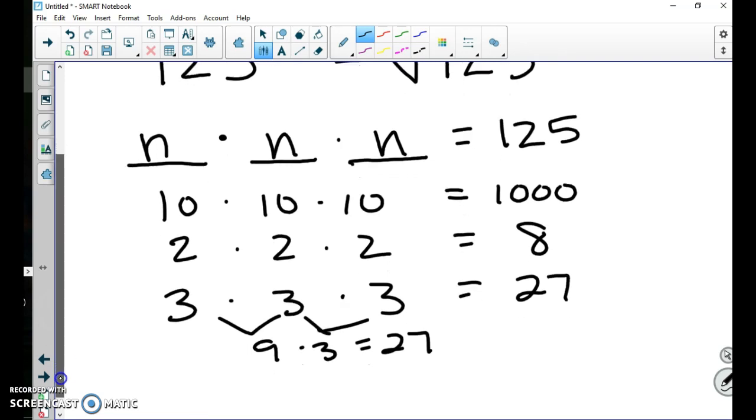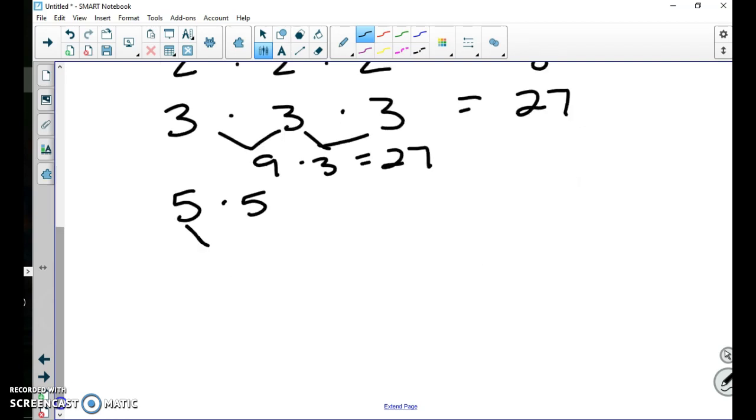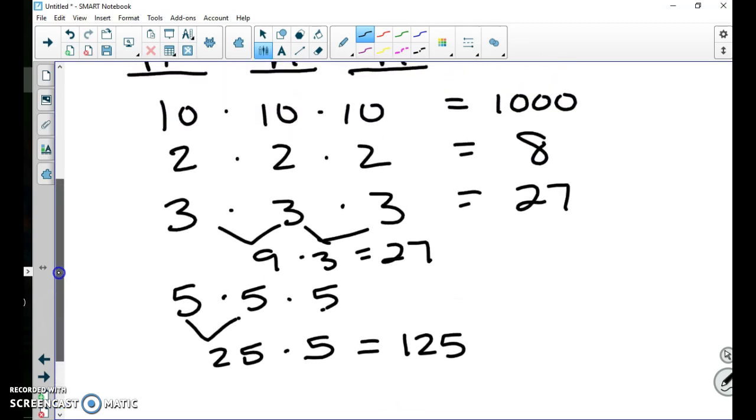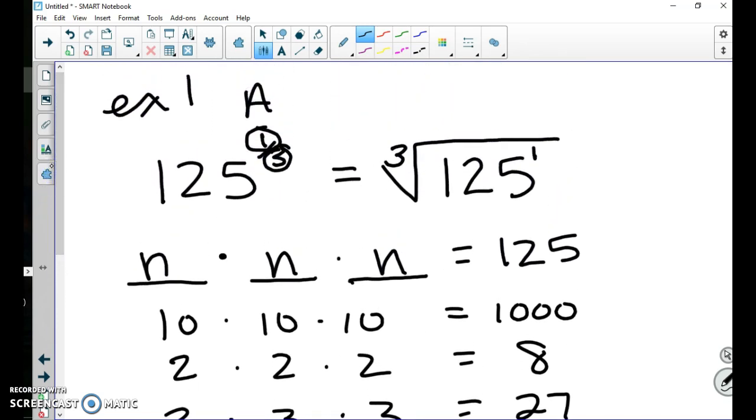Well, we're getting closer. 27. Now, 4 times 4, 16 times 4 is 64. And 5 times 5. 5 times 5 is 25. One more 5 would give us 125. 25 times 5 is 125. You can see that we didn't go very high with our numbers. We started with 2 as an estimate. And so we can say 125 to the 1/3 power, or the third root of 125 is 5.